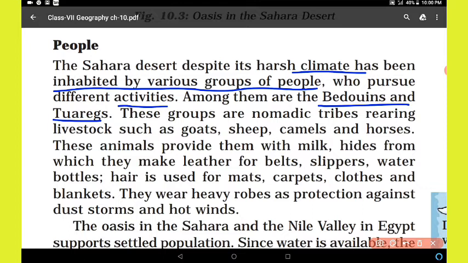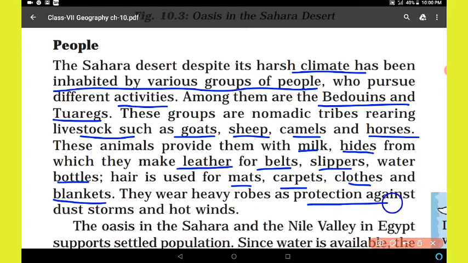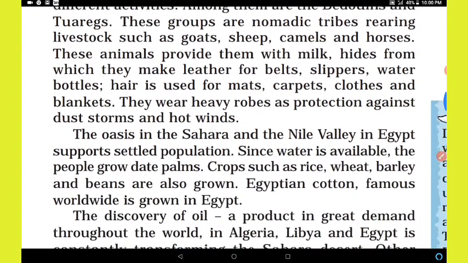These groups are nomadic tribes rearing livestock such as goats, sheep, camels, horses. These animals provide them with milk, and hides from which they make leather for belts, slippers, water bottles. Hair is used for mats, carpets, clothes, and blankets. They wear heavy robes as protection against dust storms and hot winds. So in this way, the people rear animals and use animal products for their livelihood by selling them.